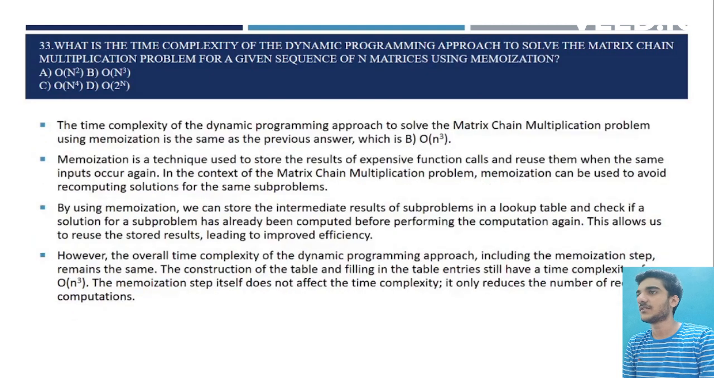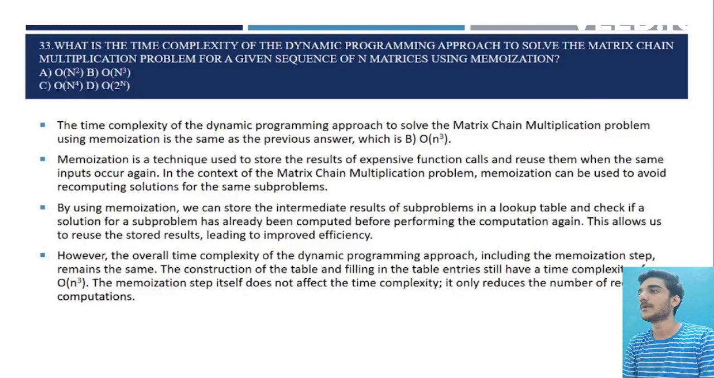What is the time complexity of dynamic programming approach to solve the matrix chain multiplication problem for a given sequence of n matrices using memoization? The option is same, B, O(n^3). Memoization is a technique used to store the result of expensive function calls and reuse them when the same input occurs again. In the context of matrix chain multiplication problem, memoization can be used to avoid recomputing solutions for the same subproblem.